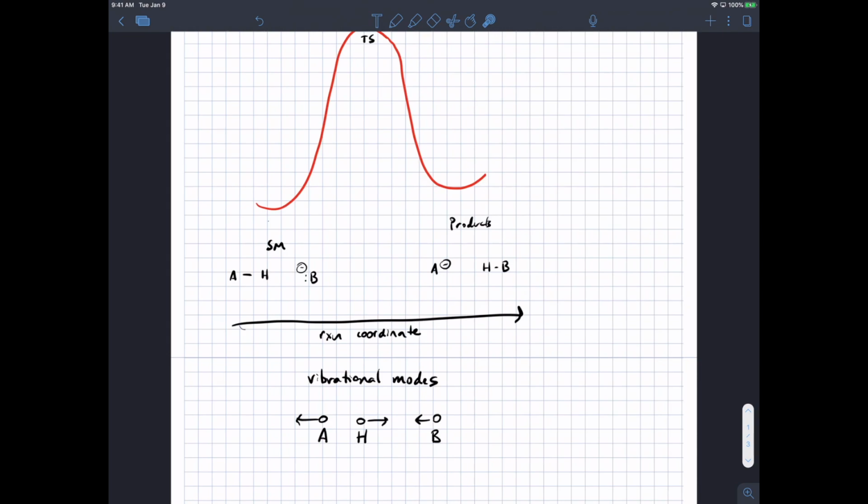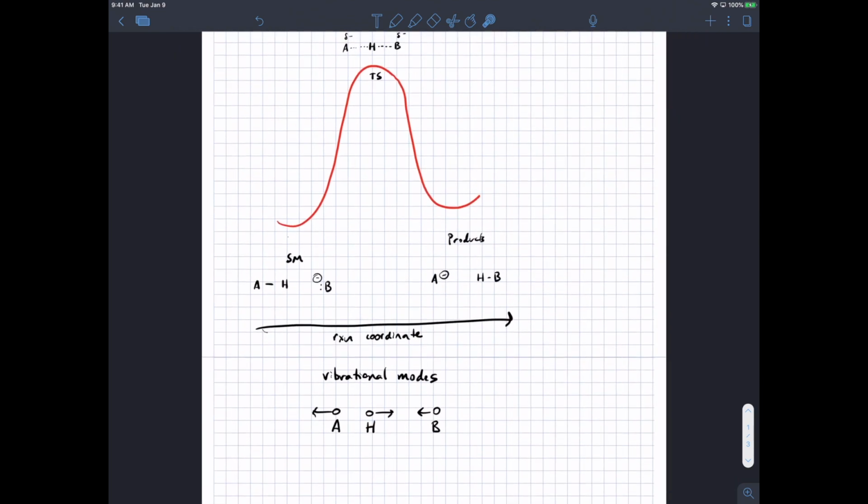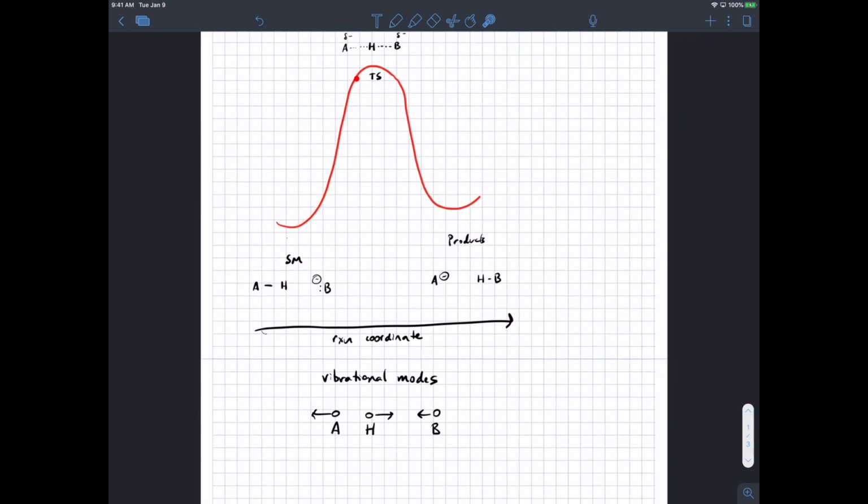Moving the proton from here to here is going to get our reaction to happen, and so that's the change in geometry that's played out for us on this reaction coordinate diagram. And I should say that the y-axis is energy.